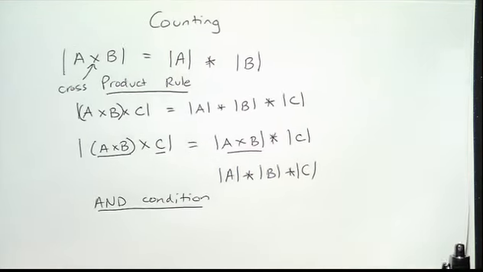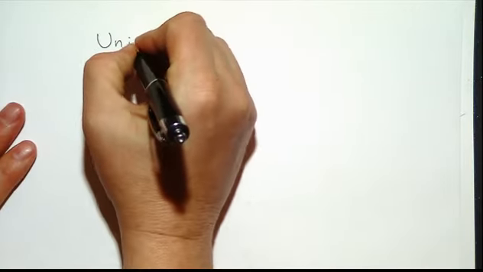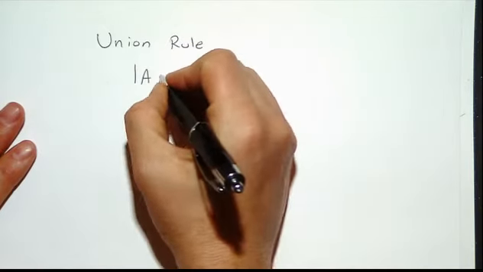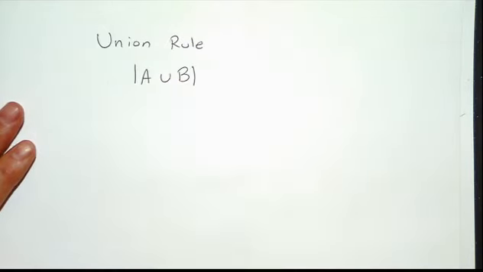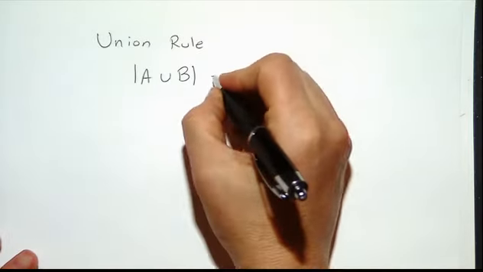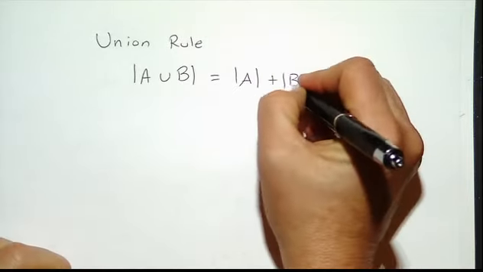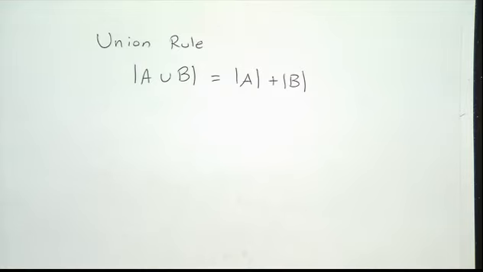Okay, so the next thing we need to do is talk about when we have an or condition. And that is called a union rule. So, if I have a union of two sets, and I want to figure out how big the resulting set is, we've done this too. We looked at it, we said, okay, well, we take the first set, and then we add the number of items in the second set, but there's a problem with that, right?